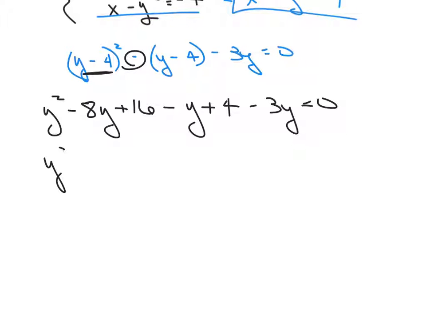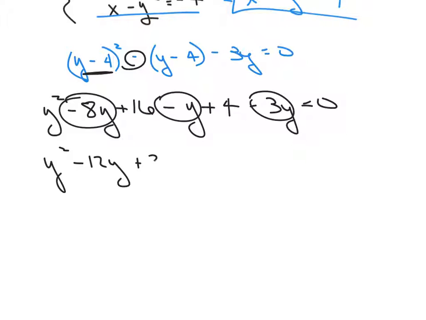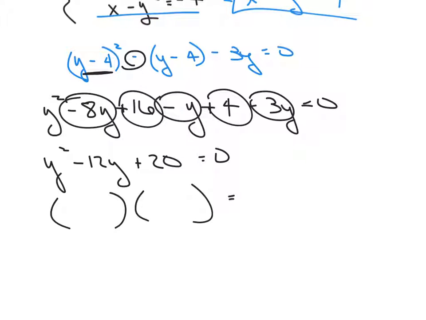Okay, so I have y squared, so let's combine that and that and that. So it's negative 9, 10, 11, 12. And these two give me my 20. And hopefully we can factor that into two binomials. Two numbers multiplied together give me 20, added give me 12, and it's going to be a 10 and a 2, and negative. So y equals 10 and 2.